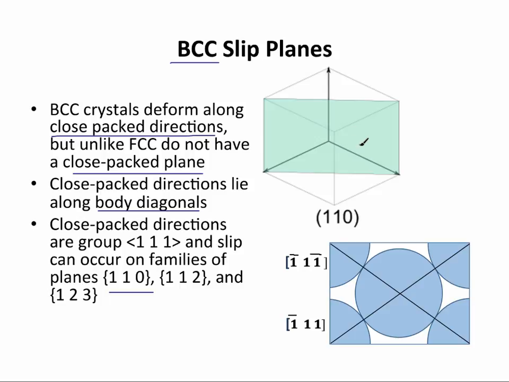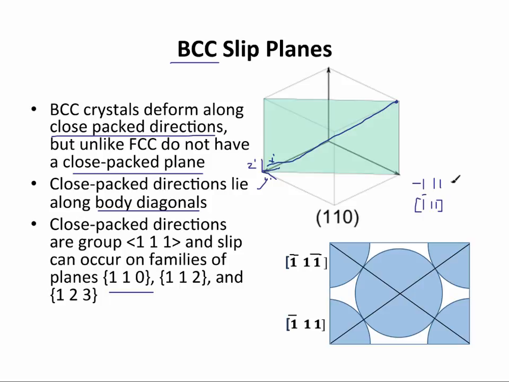So again, a quick review of Miller indices to find this body diagonal. I would set the new axes here, x prime, y prime, and z prime. To find this diagonal here, I would go -1 in x, 1 in y, and 1 in z, and connect the dots. So we went -1, 1, and 1, which becomes bar 1, 1, and 1. And then you could do the same thing for the other body diagonal.